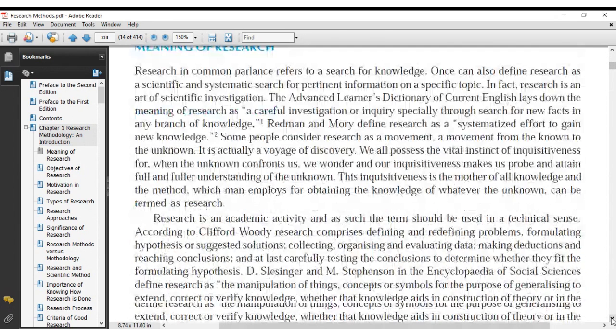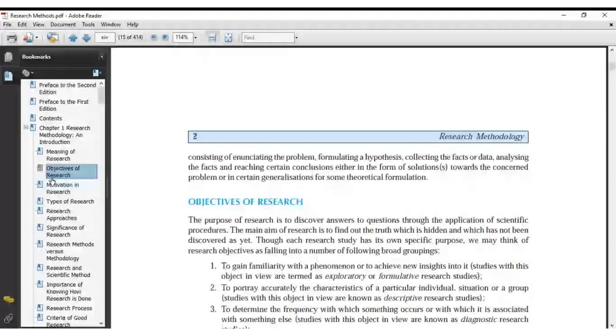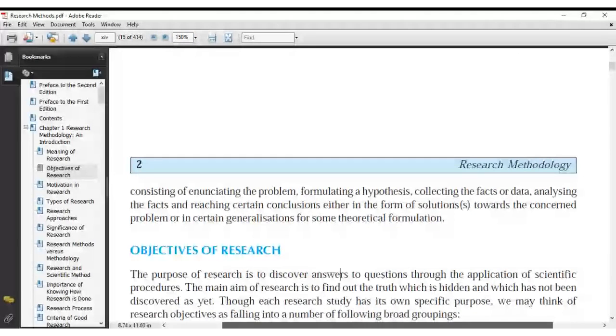Then let's go to objectives of research. And there we are on page 15. Objectives of research. Let me magnify there. Why do we do research?